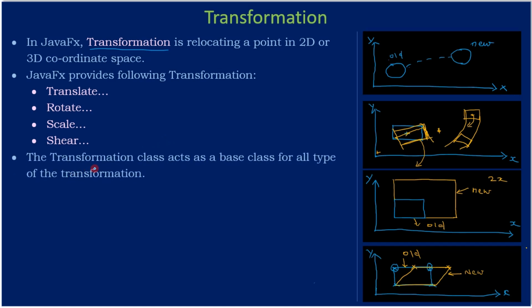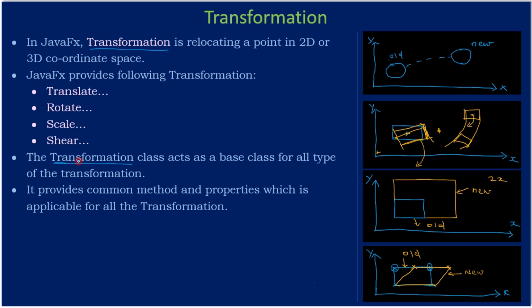The transformation class acts as a base class for all types of transformation. So JavaFX provides a transformation class which will be the base class for all types of transformation, and this transformation class provides common methods and properties which are applicable for all the transformations. So all the transformations in the sense whether it is translate or rotate or scale. So if some properties are common for these transformations, that will be provided in the transformation class itself.